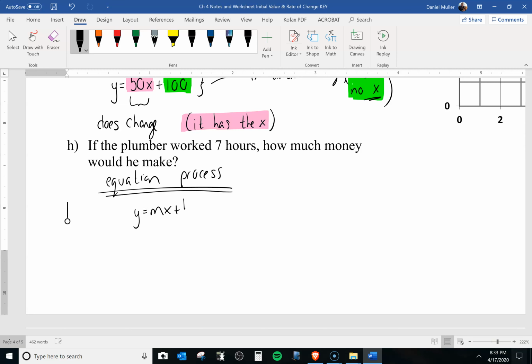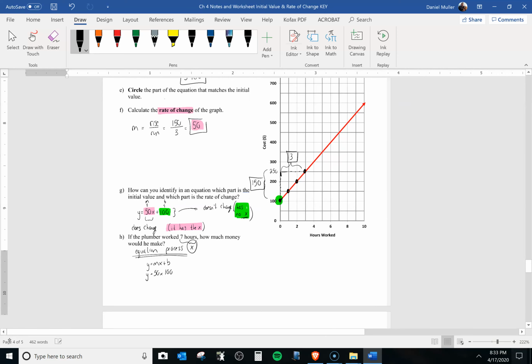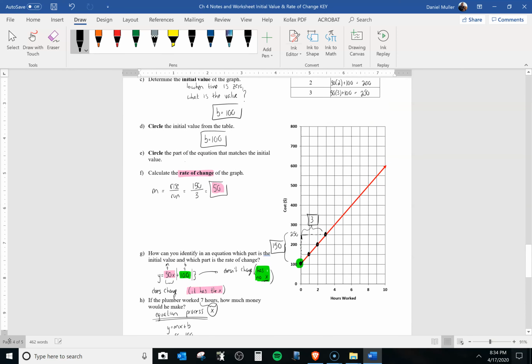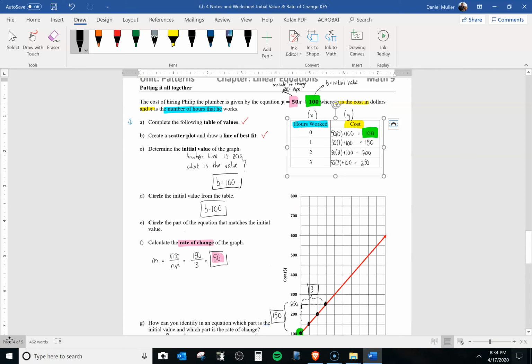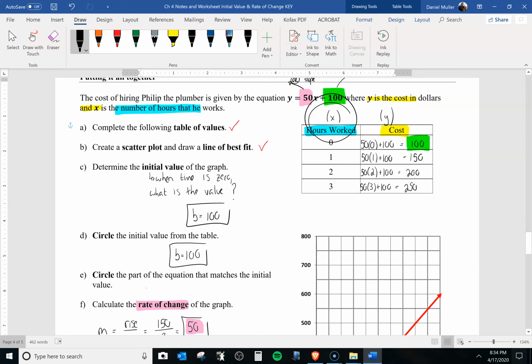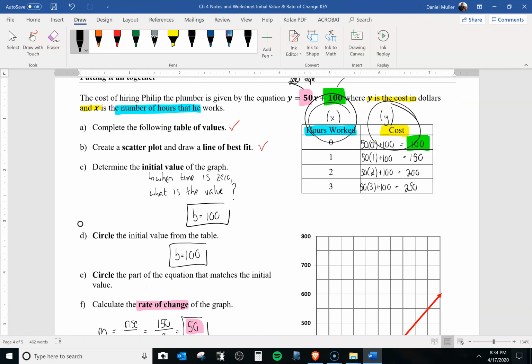So this is the equation of y equals mx plus b. But we know the m was 50, and the b was 100. And it said the plumber worked 7 hours. And so that is our x. We labeled x as hours. So if you look up here, the hours worked, you can see we labeled that as x. And then how much the plumber would get paid is going to be our y.